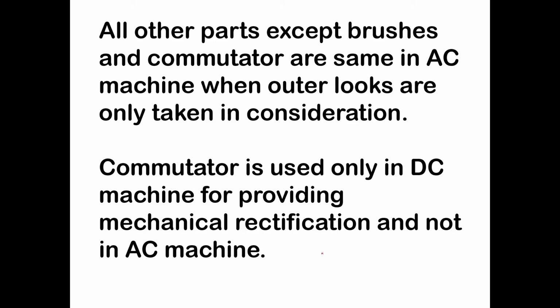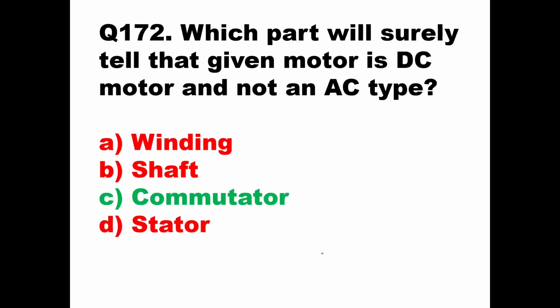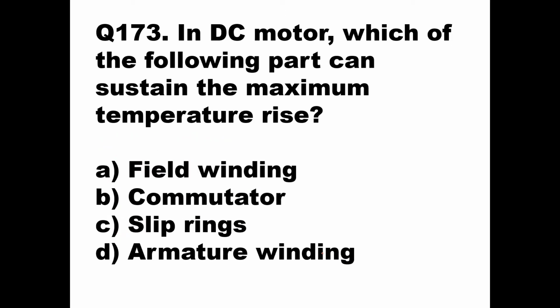Okay. So here you can see all other parts except brushes and commutator are the same in an AC machine when only the outer looks are taken into consideration. But a commutator is used only in a DC machine for providing mechanical rectification and it is not there in an AC machine. So the commutator will tell you from an outer look that it is a DC machine and not an AC machine. So here the answer should be option C, commutator. Then we'll go to the next question, question number 173.